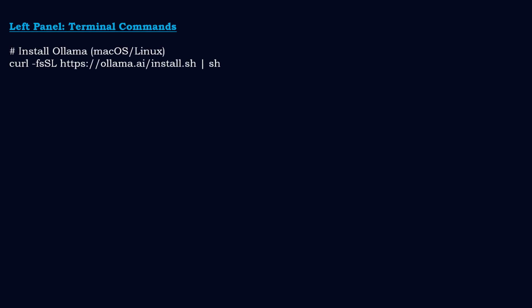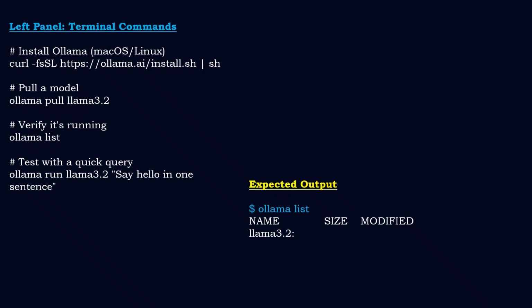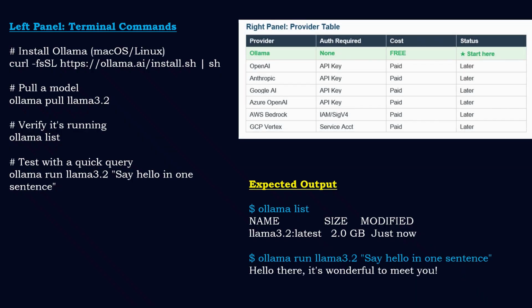Neam supports 7 LLM providers, but we'll start with Ollama because it's completely free and runs locally on your machine. No API keys, no cloud accounts, no costs. Install Ollama with this one-liner, then pull the Llama 3.2 model. It's about 2 gigabytes. Run ollama list to verify it's downloaded and test with a quick query. Once this works, Neam can use it as a provider. Later in the series, we'll connect OpenAI, Anthropic, and cloud providers, but Ollama lets you learn everything without spending a penny.